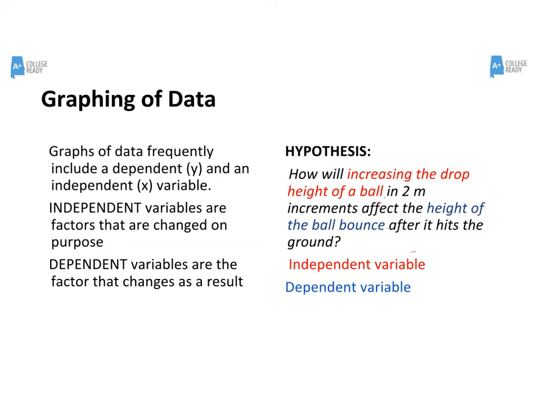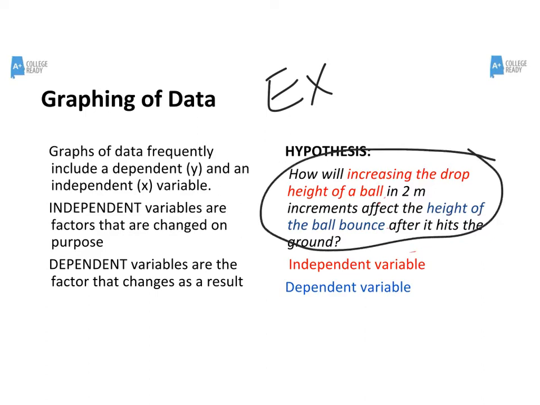So let's look at an example. So here we have a hypothesis: how will increasing the drop height of a ball in 2-meter increments affect the height of the ball bounce after it hits the ground? So this is your independent variable. This is the variable that we're going to change on purpose. We're going to change it in 2-meter increments. This is our dependent variable. This is the variable that's going to change as a result of changing the independent variable. The dependent variable depends upon the independent variable. So the height of the ball bounce depends upon the drop height that we start with our ball.